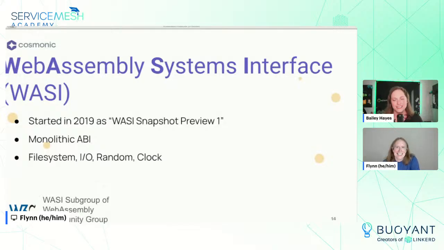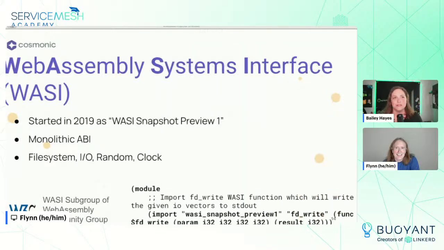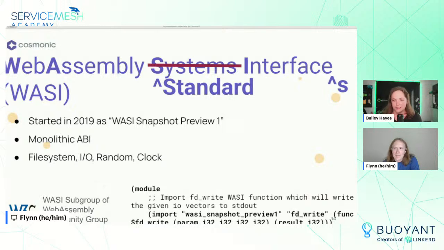It started in 2019, but really, you should think about it as the WebAssembly standard interfaces. But when you create a WebAssembly module, and remember I was talking about components earlier. So in 2019, the world looked a lot like this. It was a monolithic ABI, and this is the WAT, W-A-T.